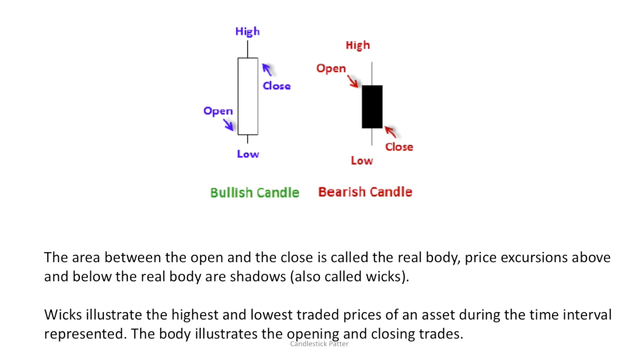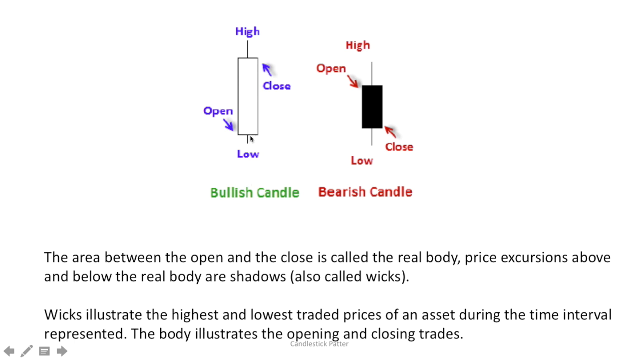If we consider a bullish candle, a bullish candle means the close price of the candle is higher than the open price of the candle. In the same way, for a bearish candle, the close price of the candle is lower than the open price of the candle. Now, high and low represent the high and low of that candle.